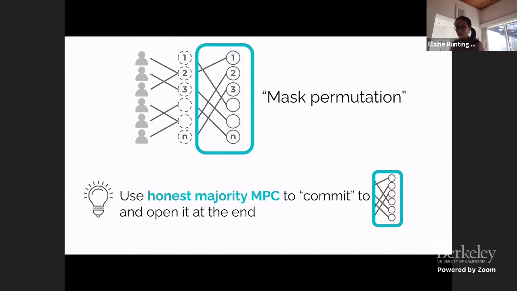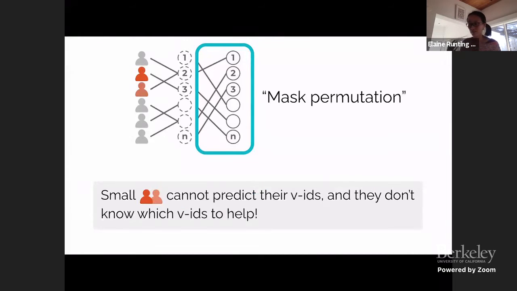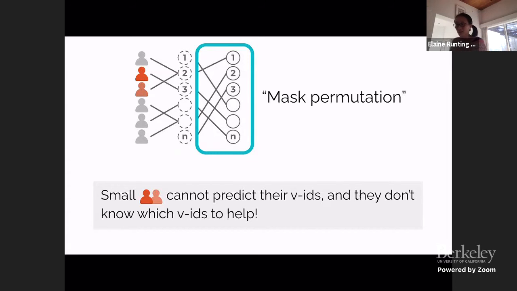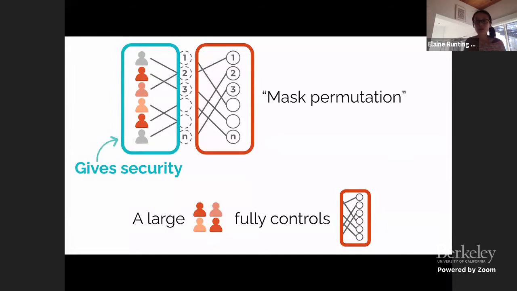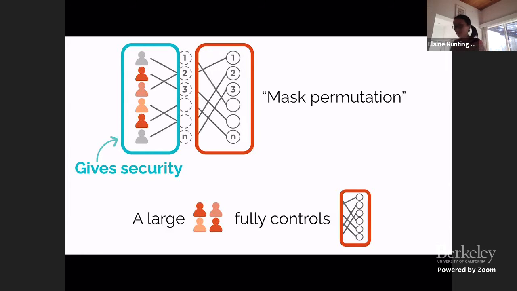In this way, if you are a small coalition, in this case the coalition has two red players, they cannot predict their virtual ID because they don't know the mask permutation, so they don't know which virtual IDs to help. But if you control a very large coalition, let's say 99%, then you control the MPC, because the MPC only secures against minority players. So in this case, you can completely corrupt the MPC and control the outcome, but it doesn't matter because for a large coalition, the first part of the construction gives security. So that's the idea.